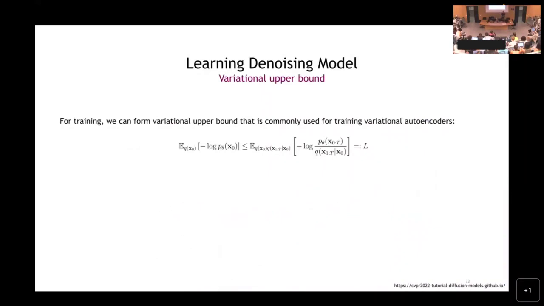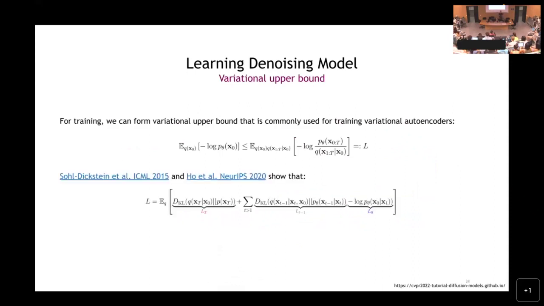So for learning this model, we treat it as a variational autoencoder with a variational lower bound on the log likelihood. And the original paper that proposed this, as well as more recent follow-up work, they show that this lower bound decomposes as follows. So there's three terms here. The first term is the KL divergence between our final noisy iterate from our forward process and the prior. So in this case, the prior would just be standard Gaussian noise. So this is just a function of our hyperparameters, and these hyperparameters should be set such that this is a very low number. So we can forget about this term.